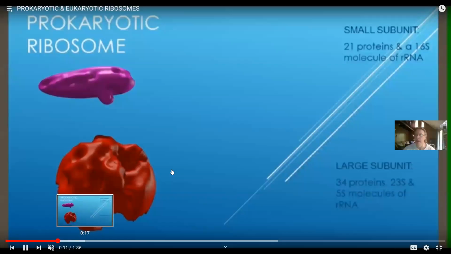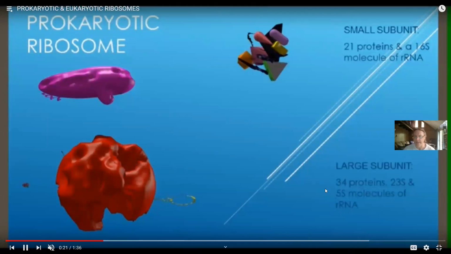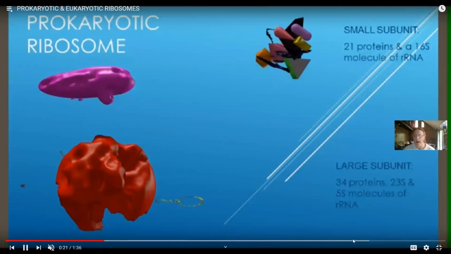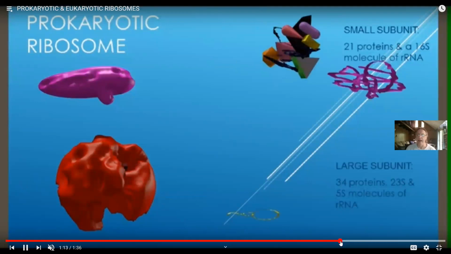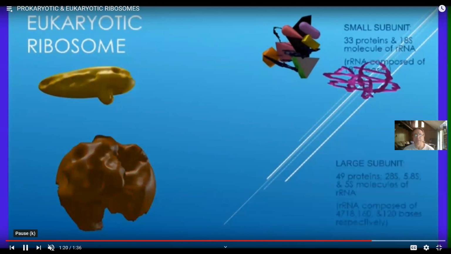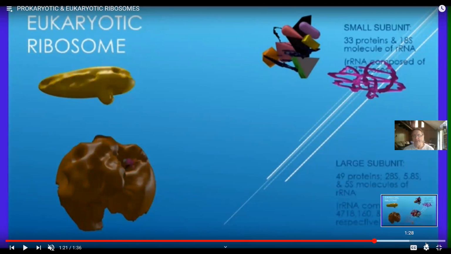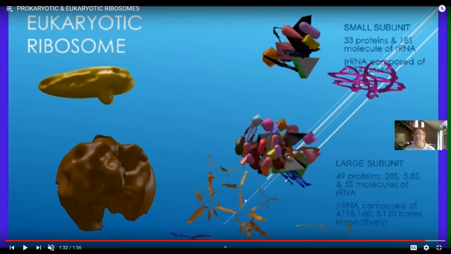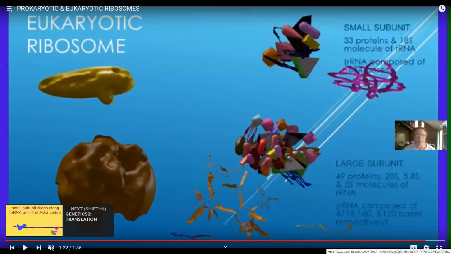All cellular life does, but there are differences in the number of proteins and the exact identity of them, and the sizes of the molecules of RNA. Okay, and so I go through some of them here, and we'll see these again later. And so it is a complex structure, the ribosome.